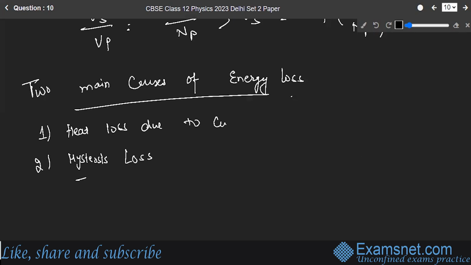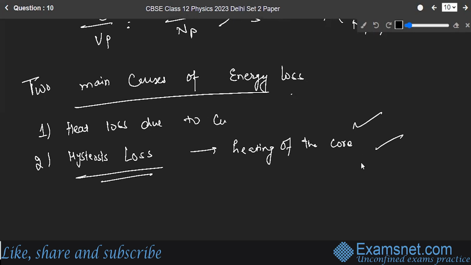Hysteresis loss. This loss is because of the heating of the core, due to its repeated cycles of magnetization and demagnetization when an alternating EMF is applied across the primary coil. Hope you're clear with both of these, right? So this is the answer to the question. Hope you're clear with this.